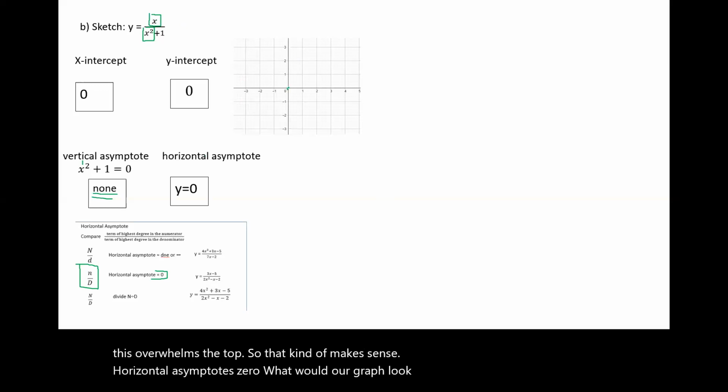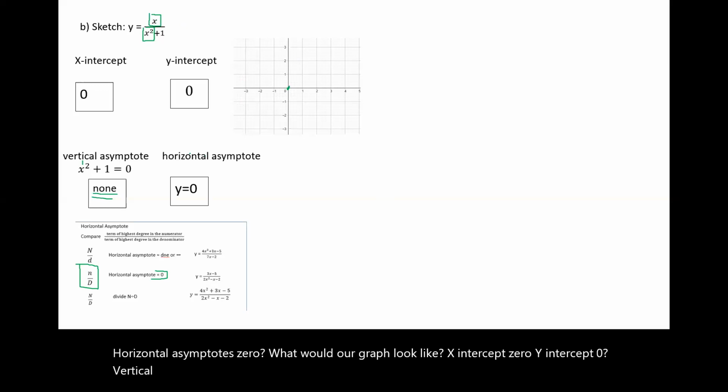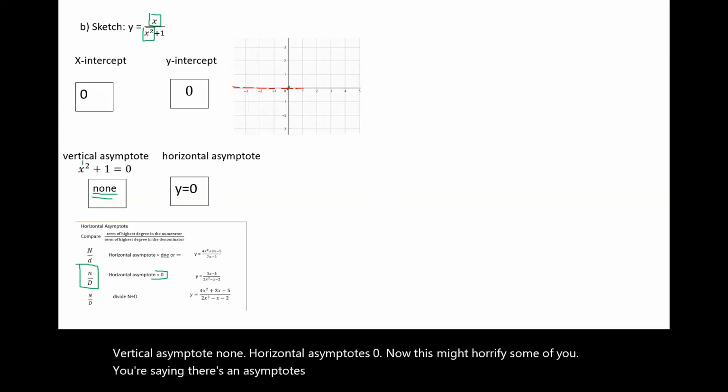X-intercept 0, y-intercept 0. Vertical asymptote none. Horizontal asymptote 0. Now this might horrify some of you. You're saying there's an asymptote and I've just gone through it. And you might say, am I allowed to do that?